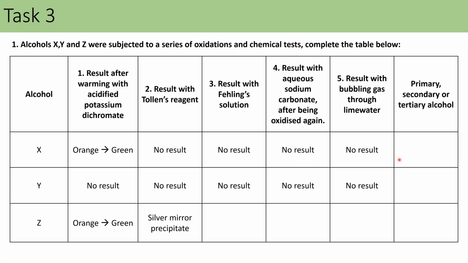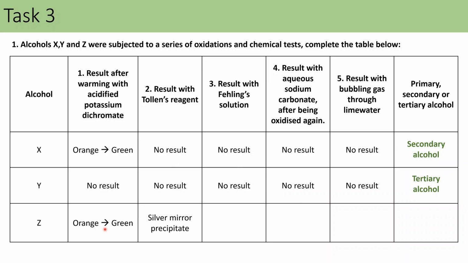Right then. So this one's changed from orange to green, which suggests we're looking at either a primary or a secondary alcohol here. But then again, it's given no result with Tollens'. So if you've got something that gives no result with Tollens', then it's probably going to be a ketone, and ketones only come from secondary alcohols. So our first one, we should have got a secondary alcohol. Next one's given no result with oxidation and no result with anything else. It's got to be a tertiary alcohol.